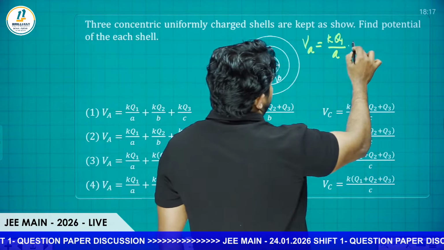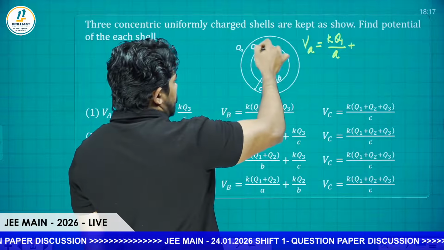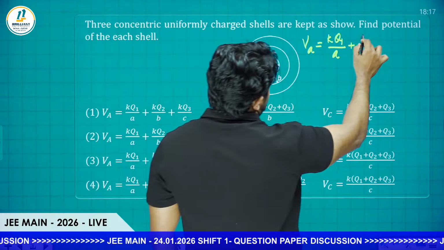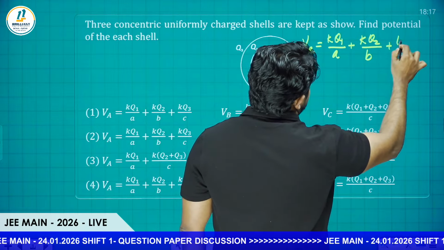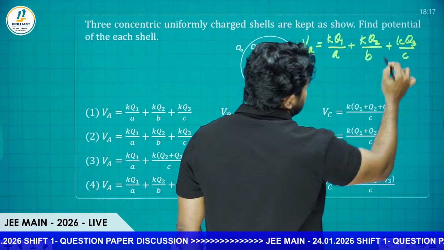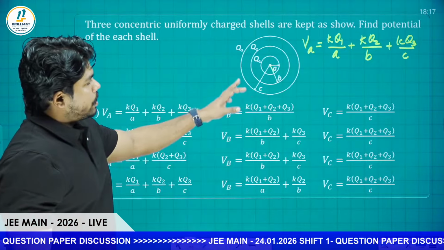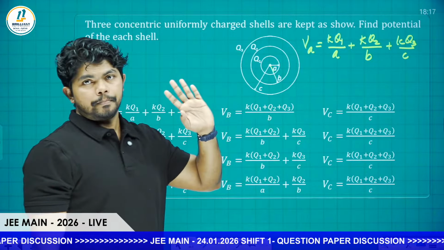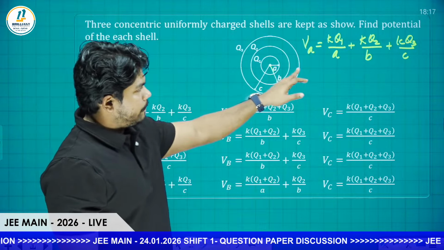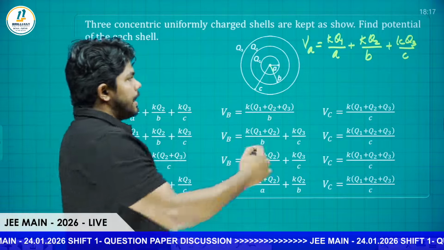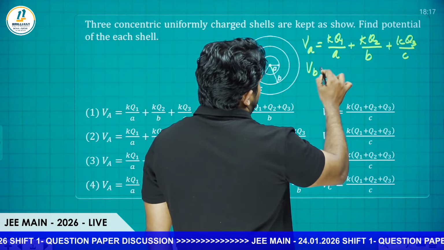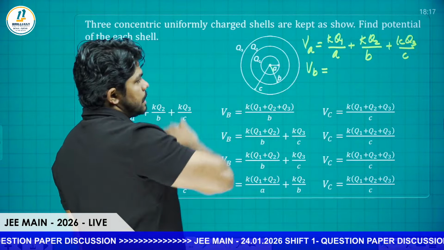That is its own potential, and there are all the other charges which are at particular distances. So we can write k q2 divided by b plus k q3 divided by c, isn't it? That is the potential of the first spherical shell: its own potential at the surface plus the potential due to the others at a particular distance. The next one will be V of B, the potential of the second sphere.